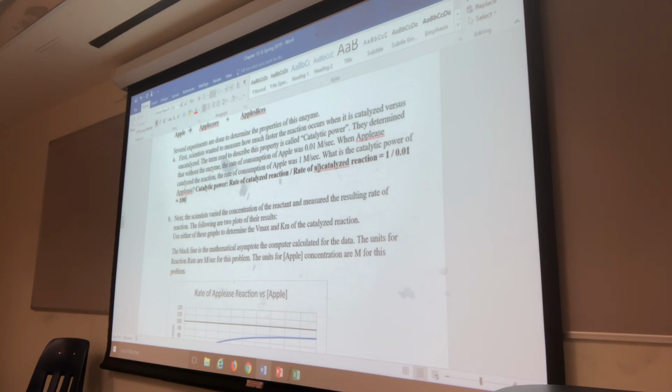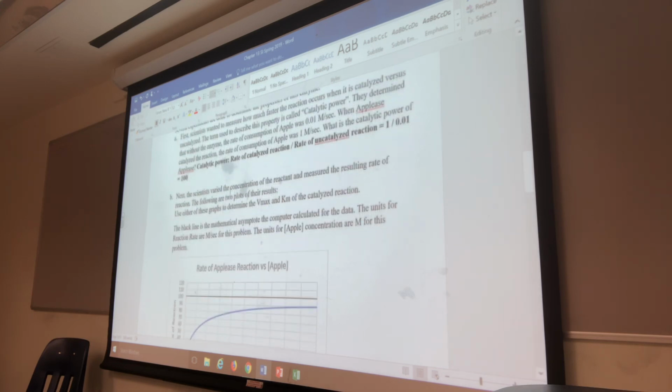All right. Next, the scientists varied the concentration of the reactant, meaning they either had a lot of apples or very few apples, and they measured the resulting rate of the reaction. The reaction rate changed depending on how many apples there were. The following are two plots of their results. Use either of these graphs to determine the Vmax and the Km of the catalyzed reaction, the Vmax and the Km of this enzymatic reaction.